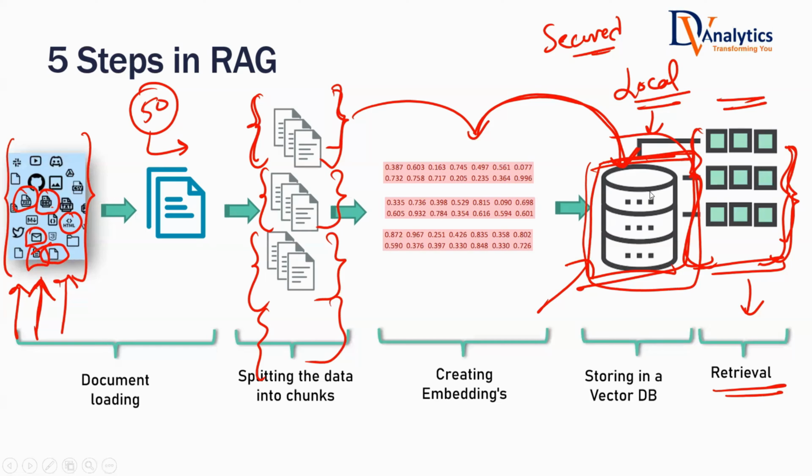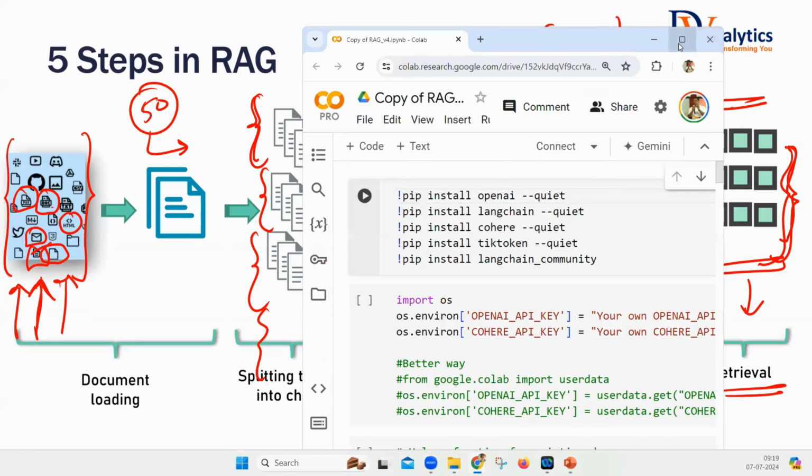So let's go to the code file. We will work with one example. All of you, do you have the code file with you? I'm keeping the code file link in the chat window. Access it. So this is the code file.